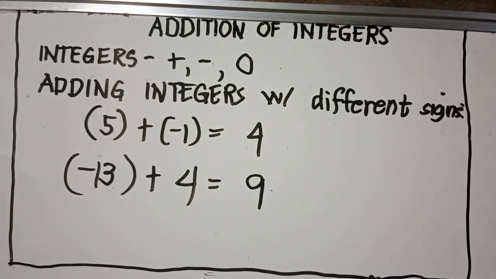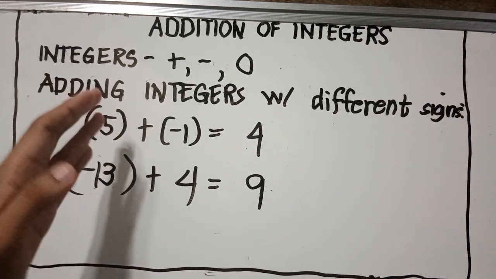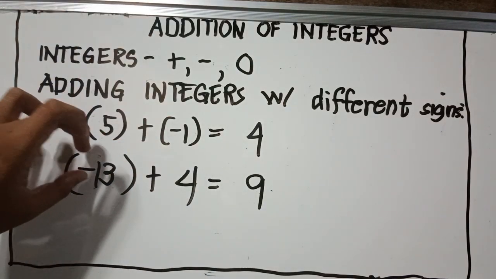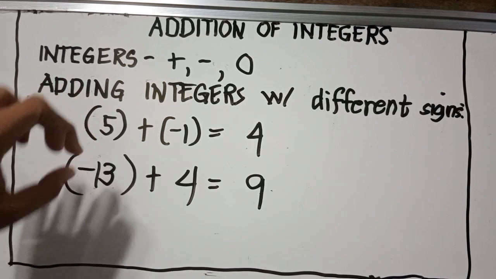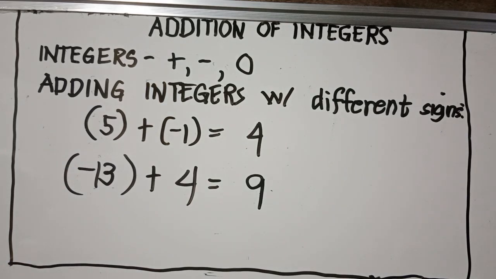By simply looking at the two numbers, which is greater, neglecting the sign being used? The 13 is bigger. And what is the sign of 13? Negative. So therefore, negative 13 plus 4 is negative 9. And that's how you add integers with different signs.